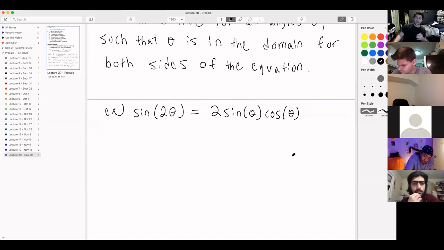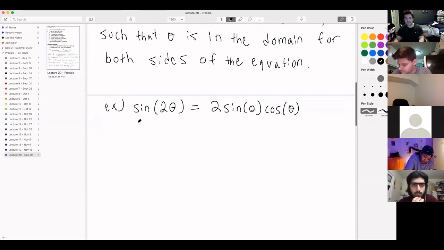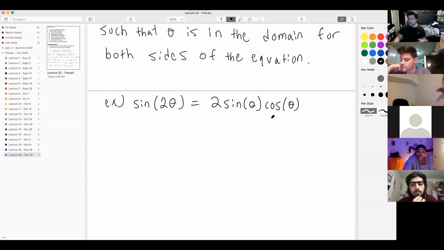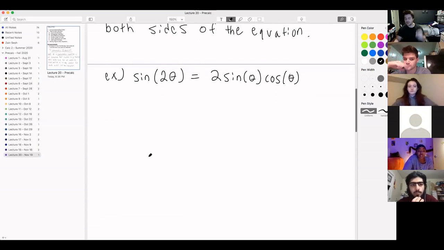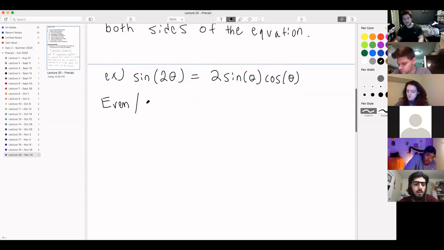So this is an example of a trigonometric identity. Sine of 2 theta is always equal to this right side of 2 sine theta cos theta. And I will prove this later in class. So this is an example of a trigonometric identity. First we need the really fundamental ones called the even-odd identities.